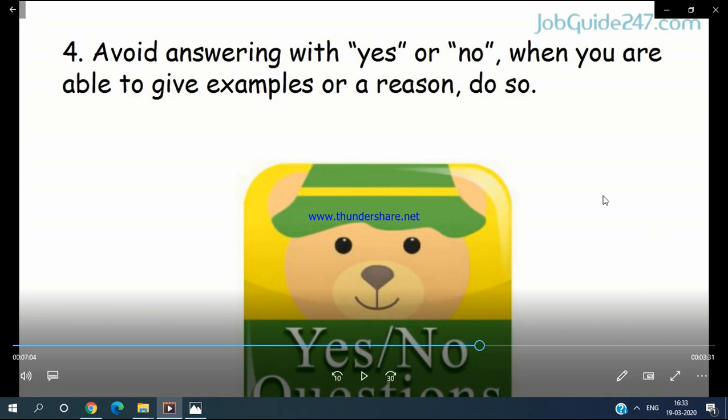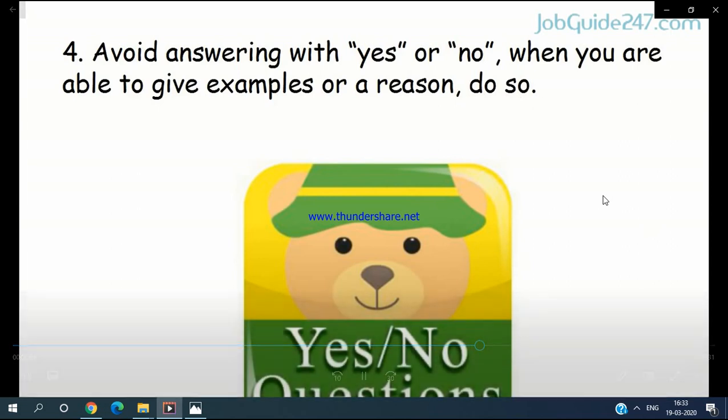First, aap usme interested nahi. Second, if you give an answer with yes or no, it means you don't know or you don't have information. आपके पास पूरी जानकारी नहीं है, आप सिर्फ यस और नो में. Third thing, whenever you give an answer with yes or no, the interviewer thinks you don't understand the question. आपको question ही समझ में नहीं आया. So try to avoid giving answers with yes or no.